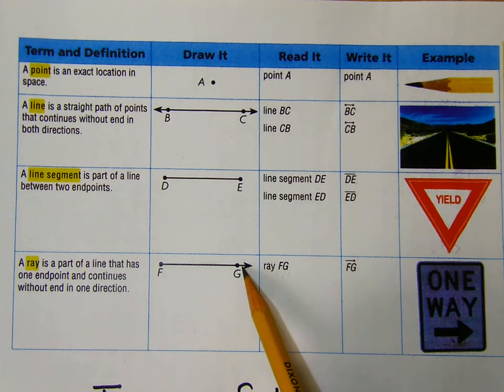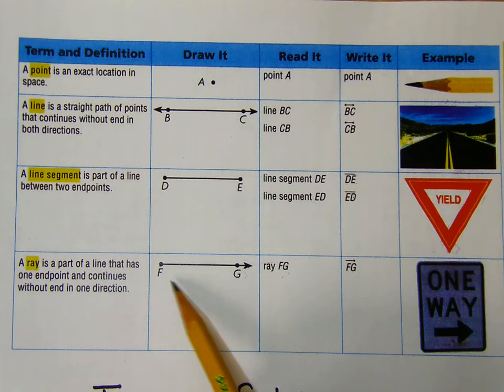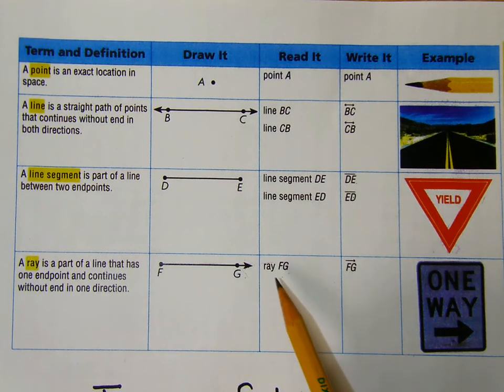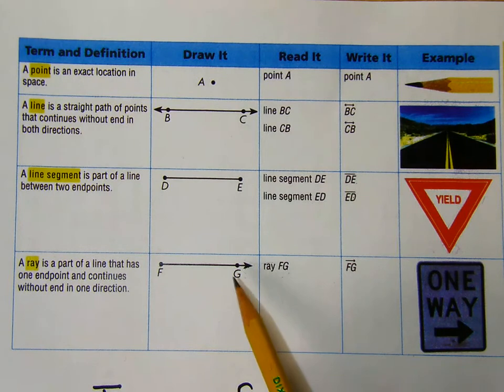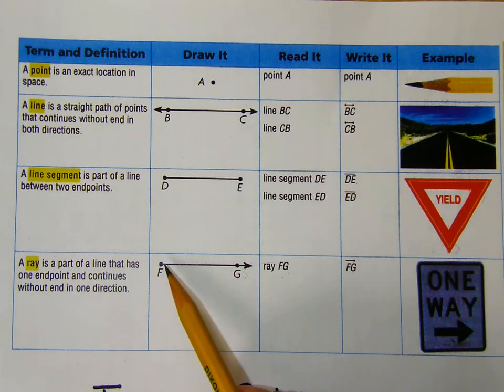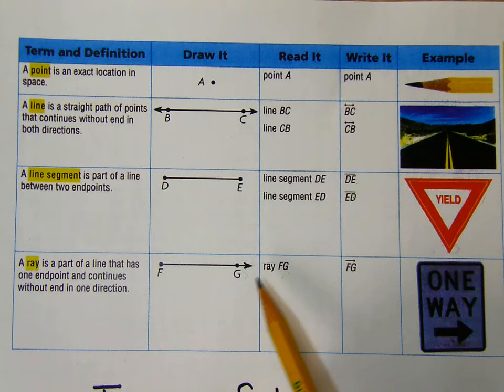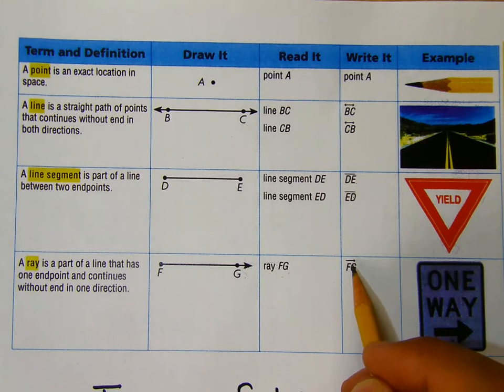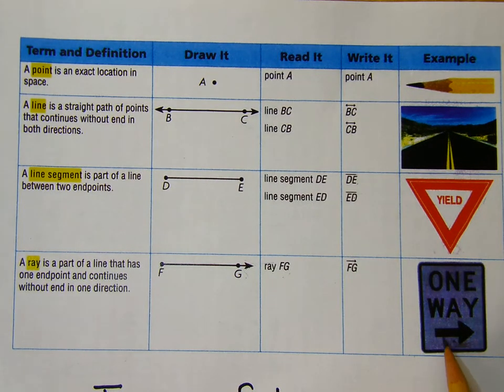All right, so this one, they use the points F and G. So we can read it ray FG. We cannot say ray GF on this one. We cannot go the other way because the ray is going in this direction. So we can only call it ray FG. And when we write it, we draw a ray, and underneath it we name the 2 points, ray FG. And an example would be a one-way road. It starts at one endpoint and then it goes on forever in that direction.